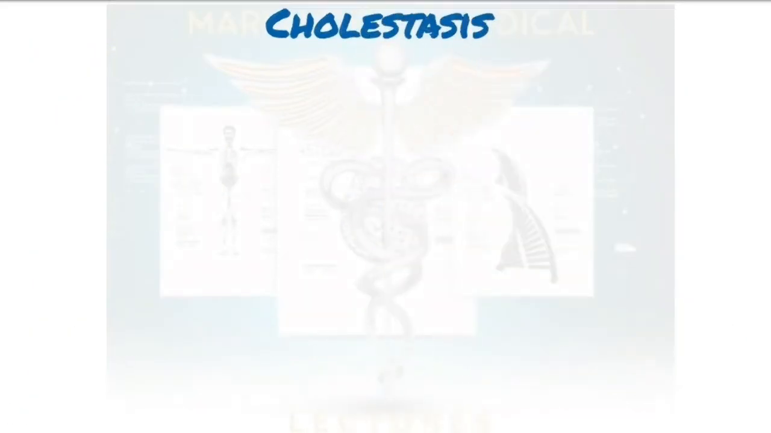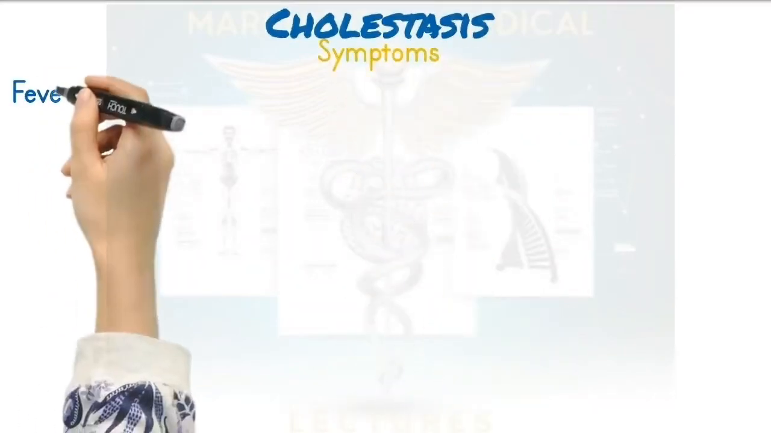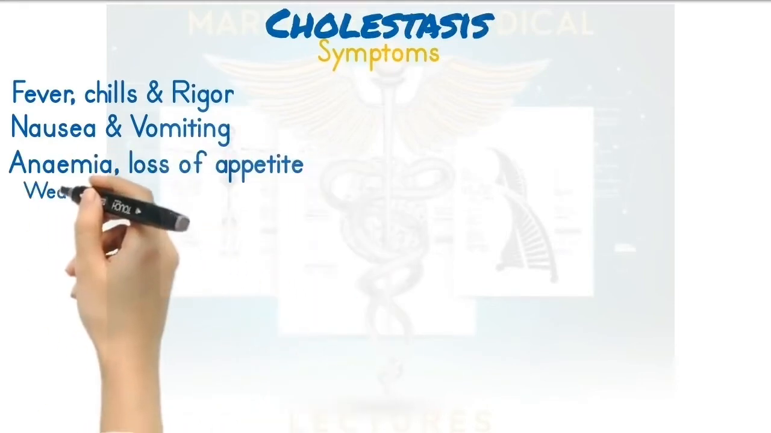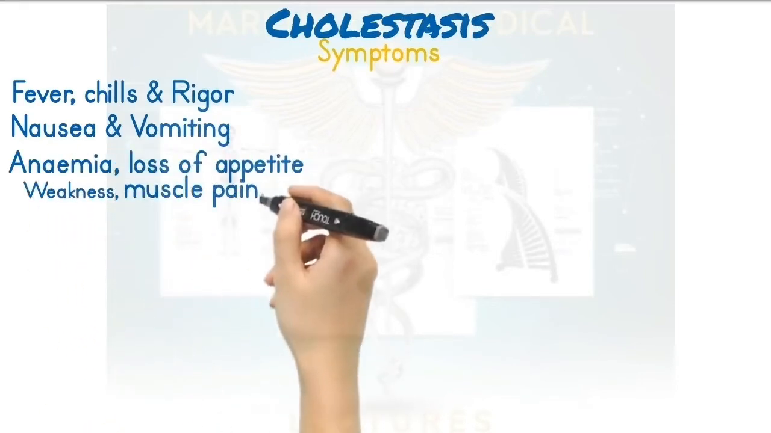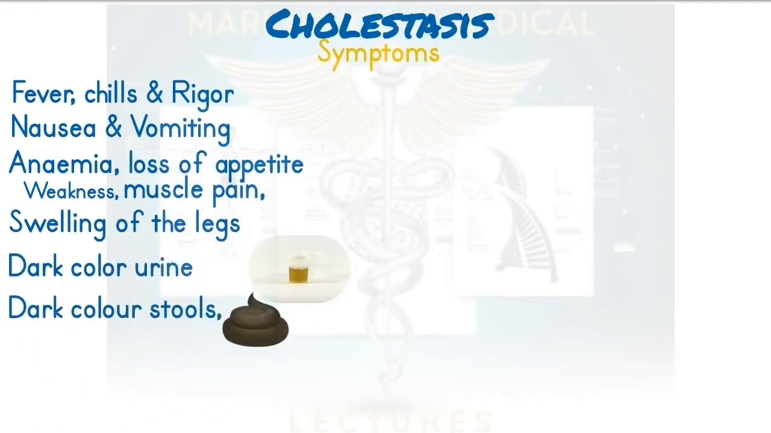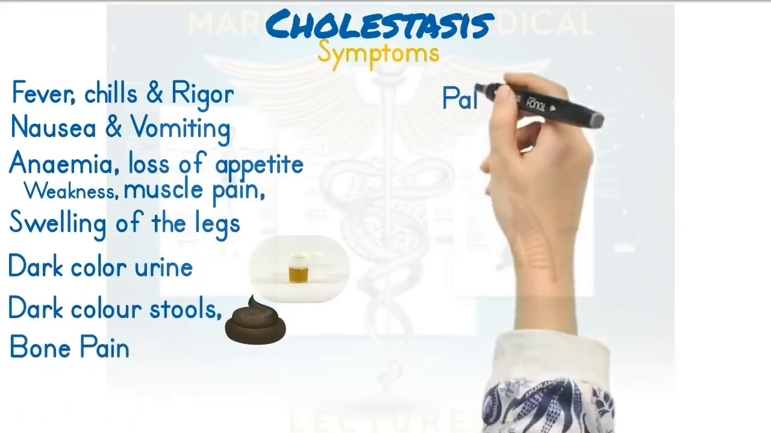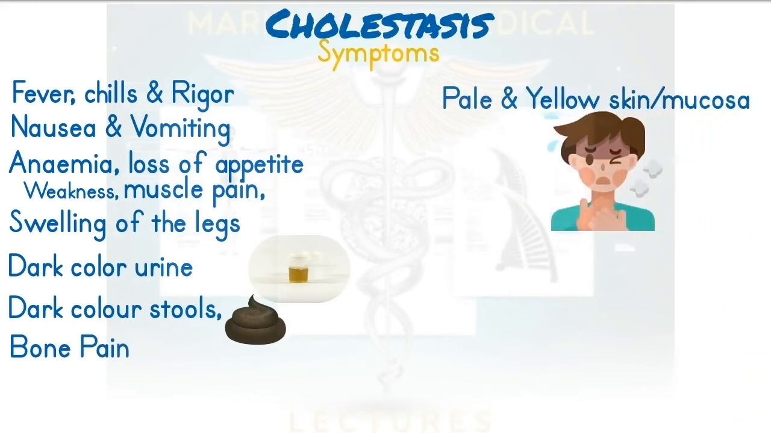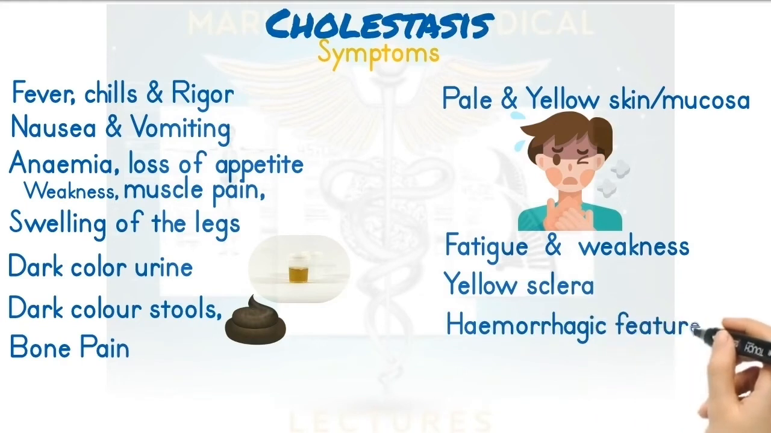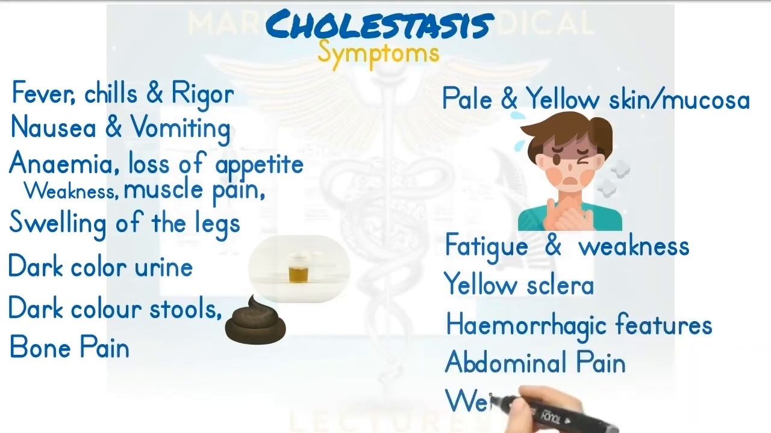Cholestasis. Cholestasis is a liver disease which occurs when the flow of bile from the liver is reduced or blocked. Its symptoms are fever, chills or rigor, nausea and vomiting, anemia, loss of appetite, weakness, and muscle pain, swelling of the legs, dark color urine, and dark-colored stools, bone pain, pale and yellow skin or mucosa, fatigue and weakness, yellow sclera, hemorrhagic features, abdominal pain, and weight loss.